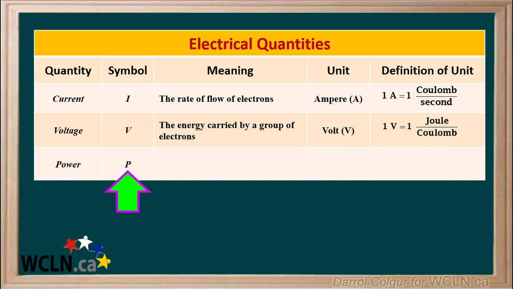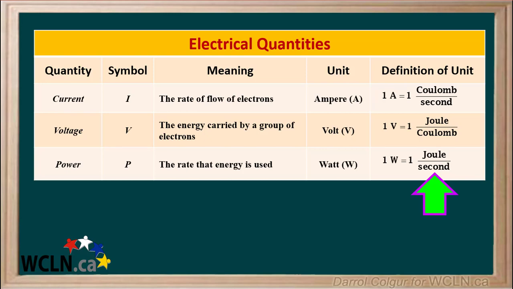Finally, power, symbolized by the letter P, refers to the rate that electrical energy is used in a device like a light bulb. Power is measured in units called watts. 1 watt is defined as 1 joule per second. A 1-watt device will consume 1 joule of energy each second.